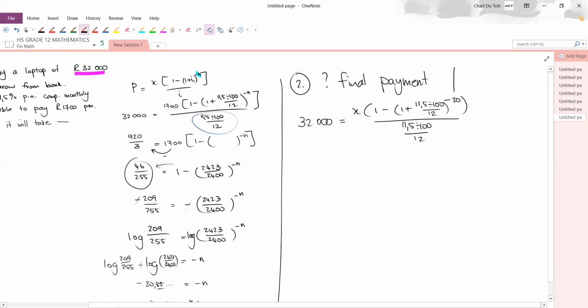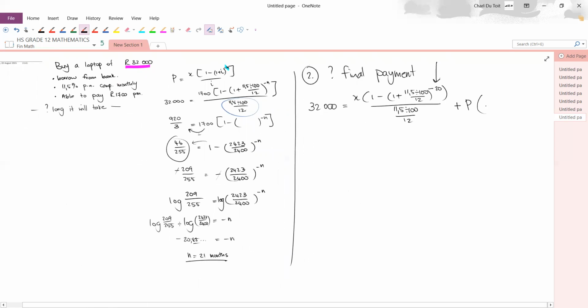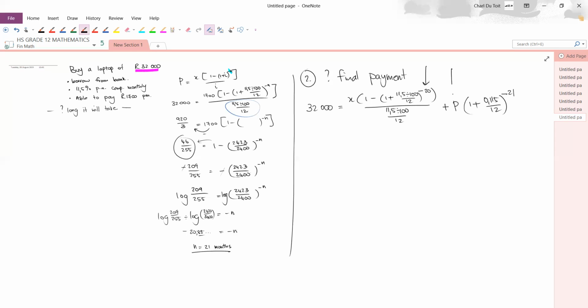Okay, so this is 20 full payments. And then I'm going to add a specific amount, P, that I don't know. And I'm just going to take a simple compound interest formula and modify it. I'm going to do this and I'll explain what I'm doing. 1 plus 0,115 over 12, let's just use that, to the power of minus 21. So the reasoning is, what value could I have added right at the beginning, which would accumulate so that it would pay off 21 months?